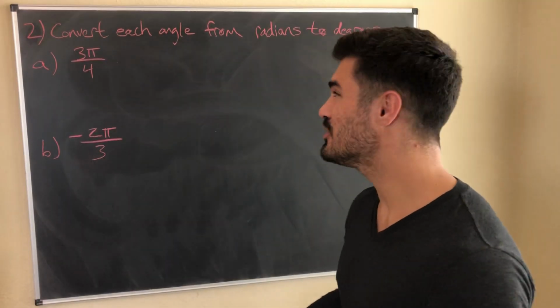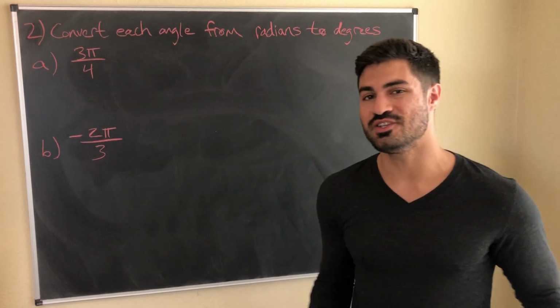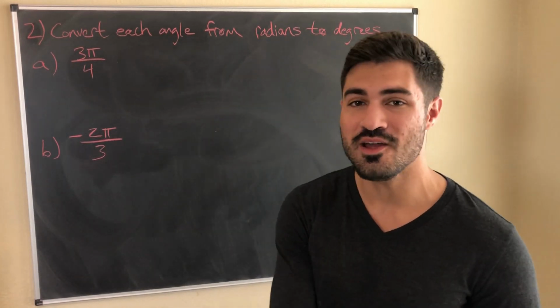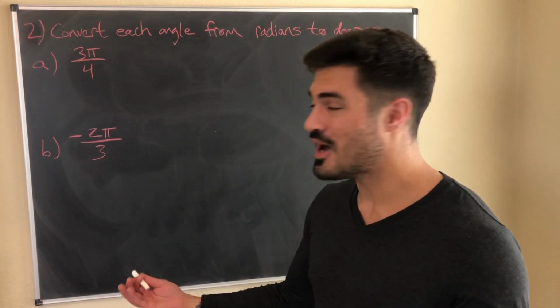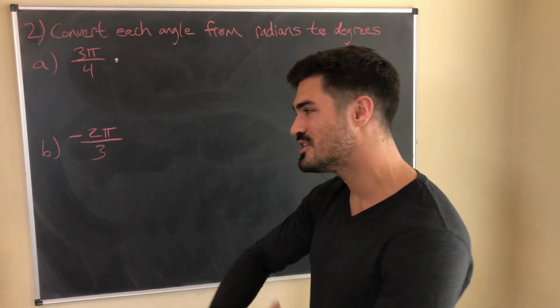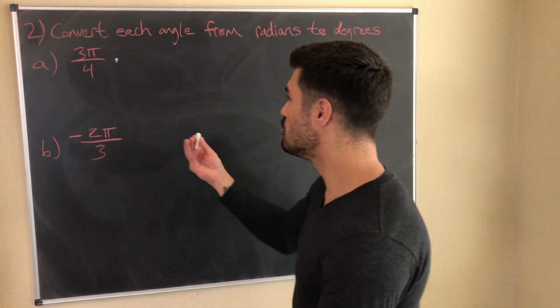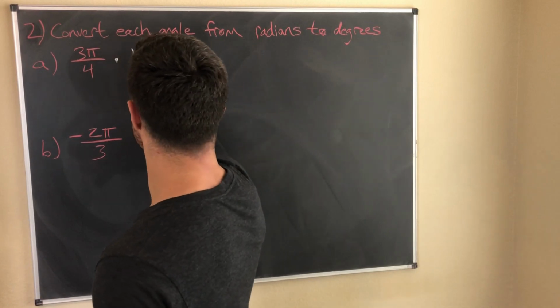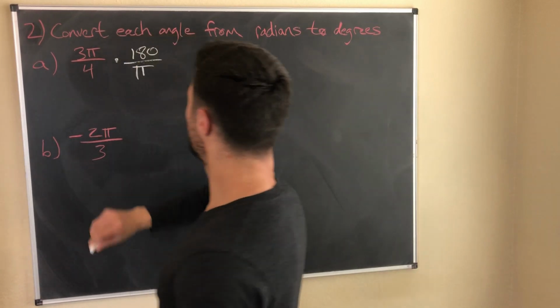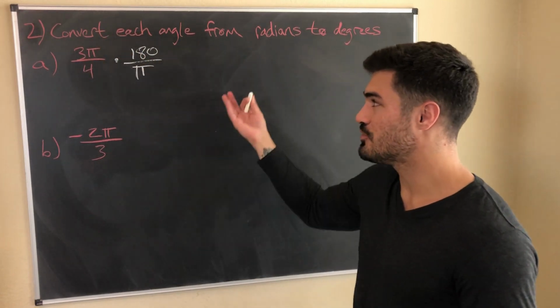All right, so for number 2, we're doing another conversion. This time we're converting these angles from radians to degrees. So instead of multiplying by pi over 180, we're going to multiply by 180 over pi. And again, this just comes from the fact that 2 pi radians equals 360 degrees. We do some manipulating and we realize that 1 radian is equal to 180 over pi degrees. So therefore, 3 pi over 4 radians is equal to 3 pi over 4 times 180 over pi degrees.